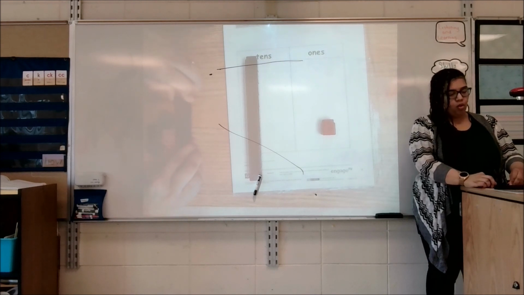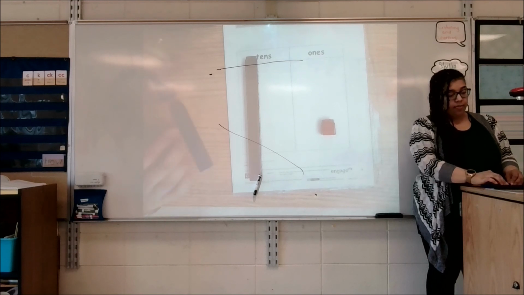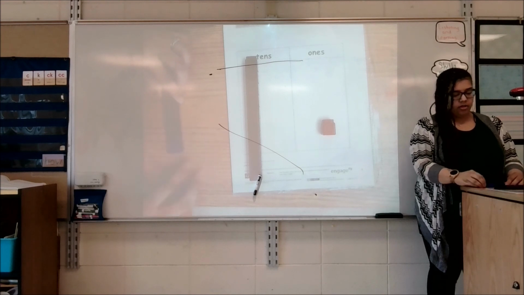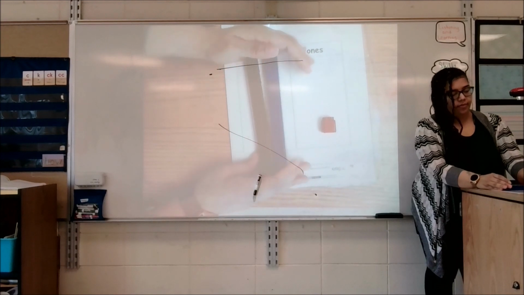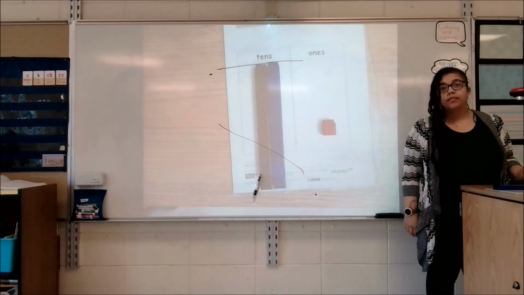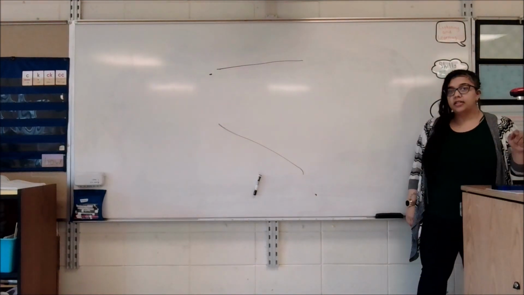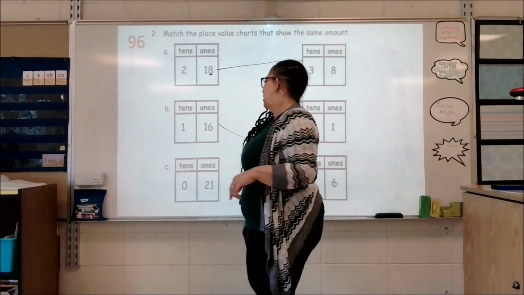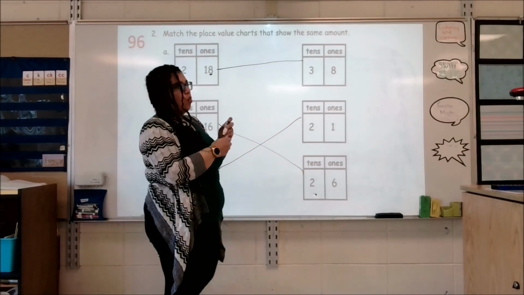So 21 ones, once we've gone through and done some bundling, grouping things together, becomes what? Two 10s and 1 1. Good. It becomes, slowly, 2 10s and 1 1.